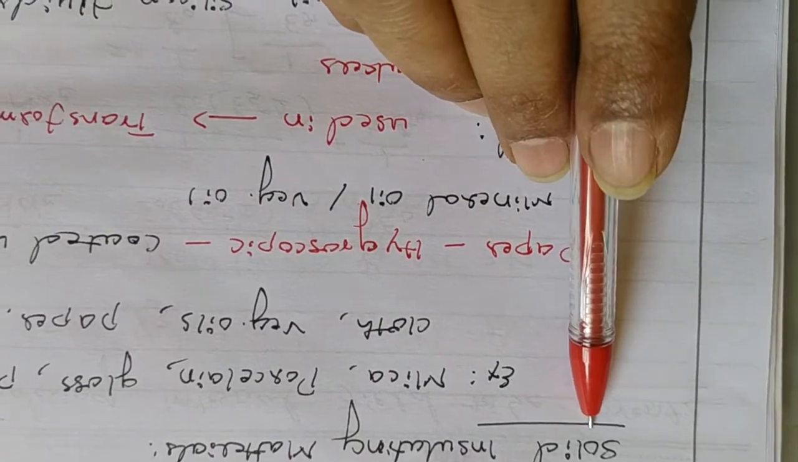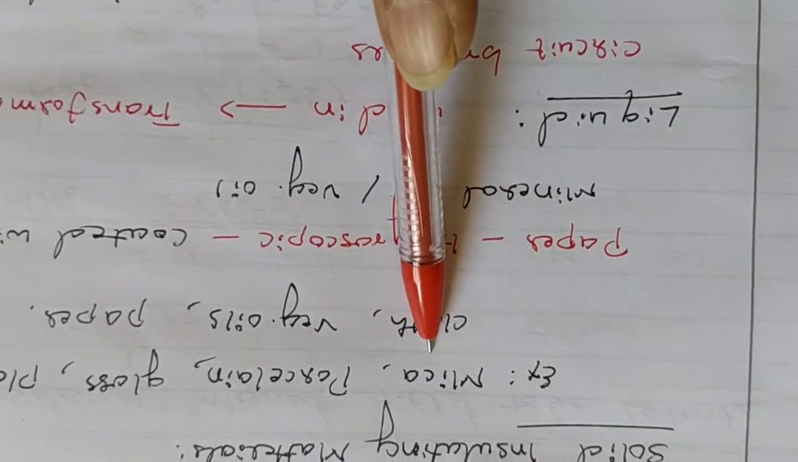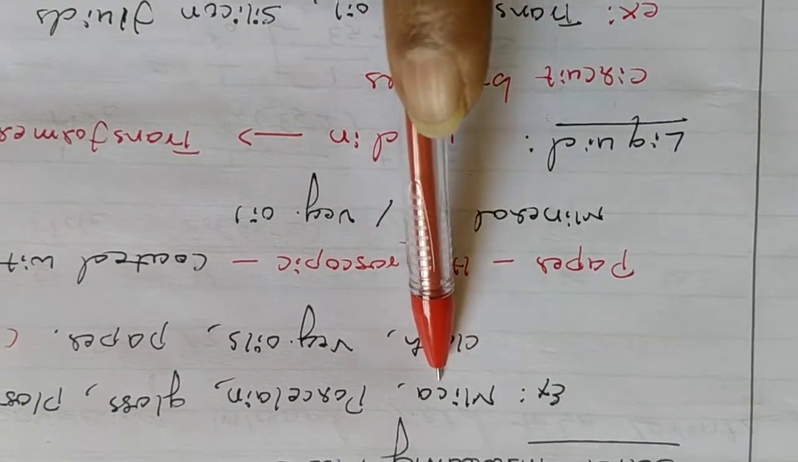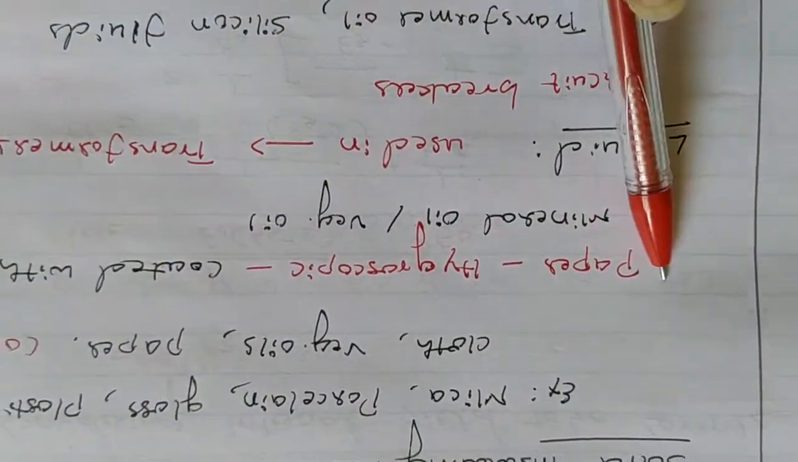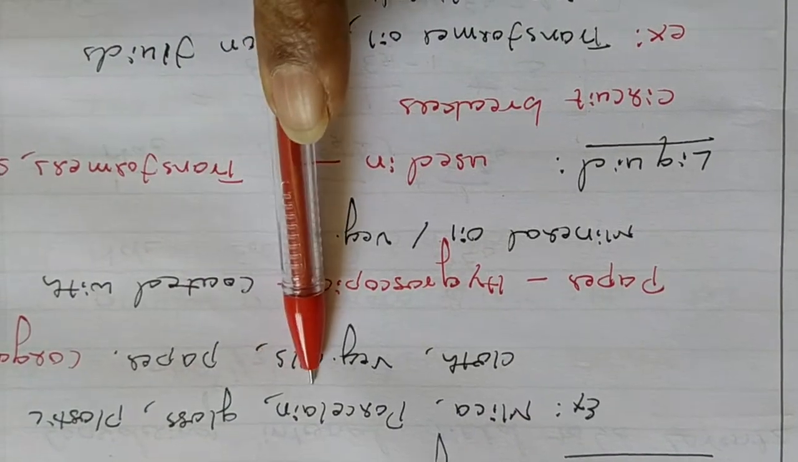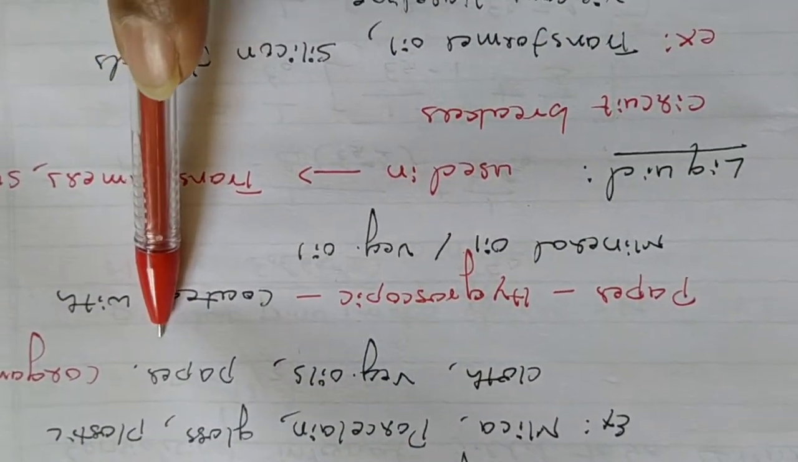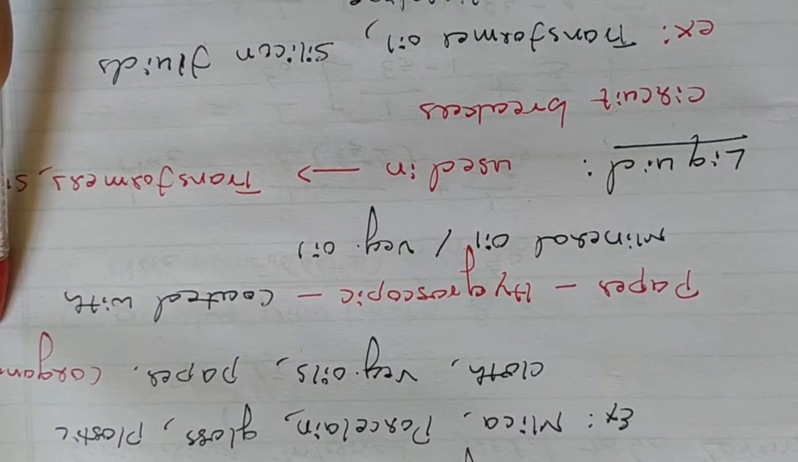Let us explain. First, solid insulating materials. A variety of solid insulating materials are available; they can be organic or inorganic. For example, mica, porcelain, glass, plastic are all inorganic insulating or dielectric materials. Cloth, vegetable oil, paper are organic dielectric or insulating materials.